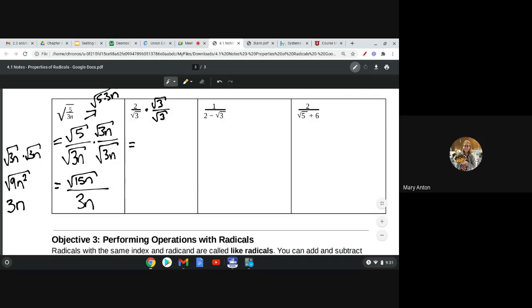And then the numerator, 2 times the square root of 3, because it's just fractions, we just multiply across. That doesn't simplify at all, so this is just 2 times the square root of 3. And then maybe can you tell me what is the square root of 3 times the square root of 3? That's just 3. There, and that's our answer.